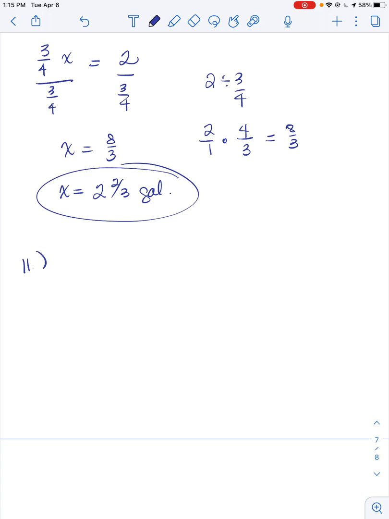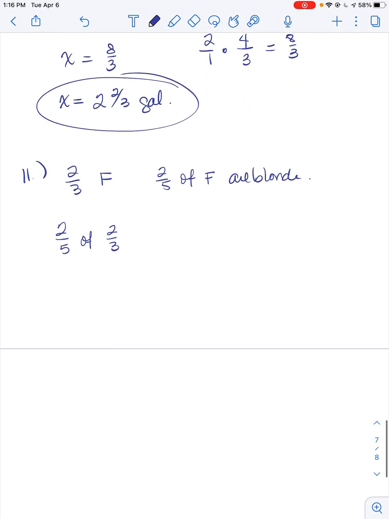Number 11 talks about 2/3 of the students being female, but 2/5 of those are blonde. So I'm saying 2/5 of 2/3, which sure sounds like a multiplication problem. So 4/15 is the fraction that describes the number of blonde females.